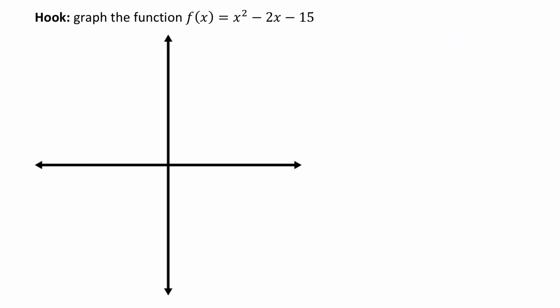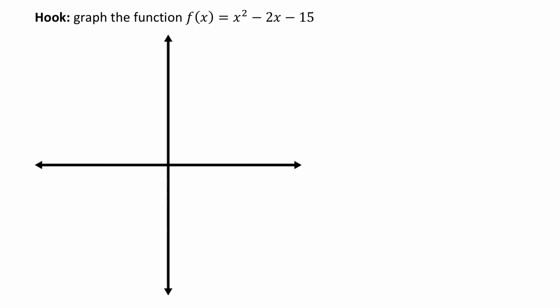How about something like this, though? Here we have f(x) equals x squared minus 2x minus 15. Unfortunately, this graph is not in vertex form. And so it is a parabola because it's an x squared, but I'd encourage you to pause the video and put it in vertex form so that it's easier to graph.